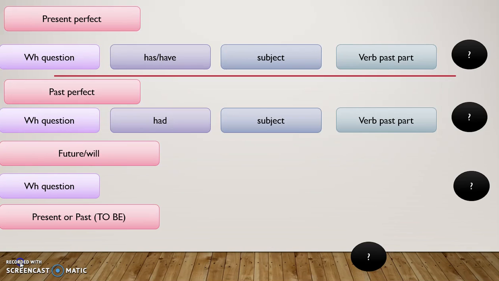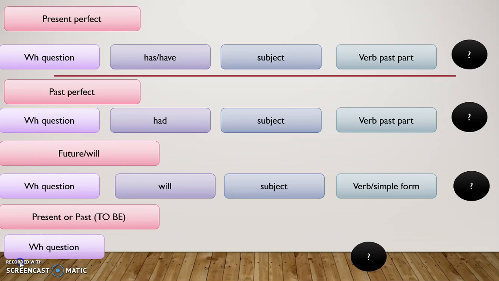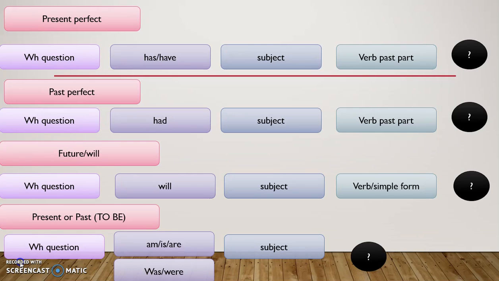With future with will, we are going to have the WH question, the auxiliary will, the subject, and the verb in simple form. Will is a modal, so it doesn't affect the verb. For the present with the verb to be, we are going to create the WH question, the auxiliary am, is, or are, the subject, and sometimes the complement depending on the context of the question. For the past, we are going to use was or were plus the subject of the question.